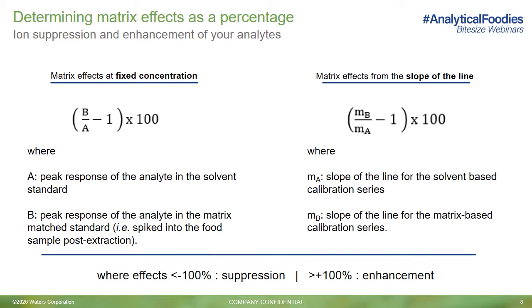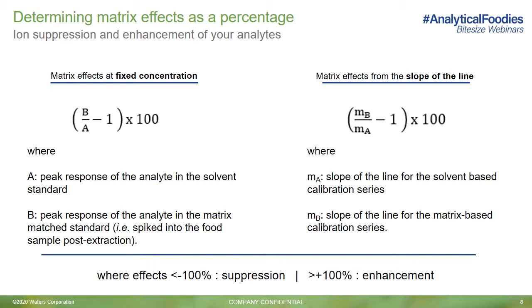In some instances, the effects observed by matrix may vary with the concentration of analytes. For this reason, it can be good practice to calculate matrix effects across the intended working concentration range of your method. The easiest way to do this is shown on the right-hand side of the screen, where calibration series are prepared to equivalent concentrations in both solvent and matrix match standards. Taking the slope of each calibration line, we can slot these values into the equation on screen.